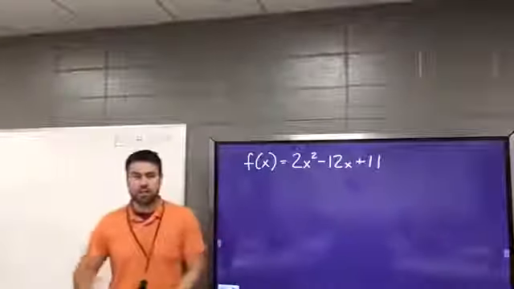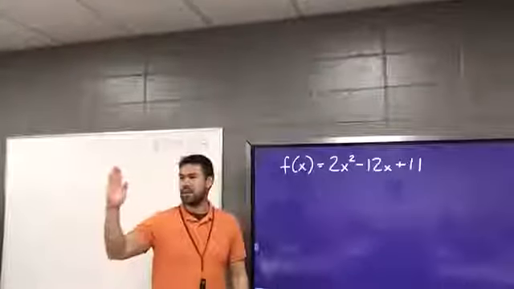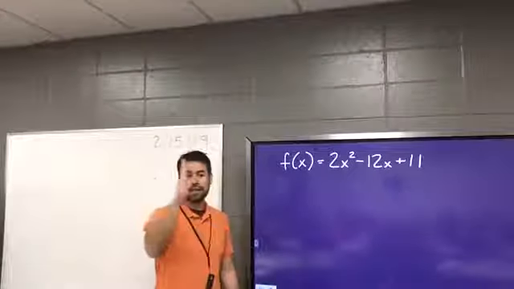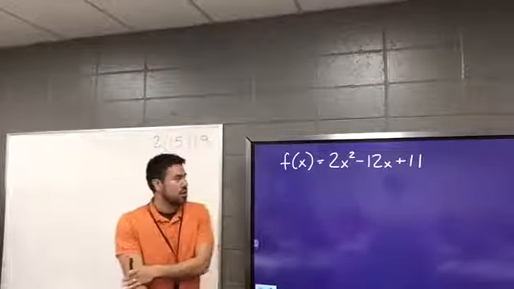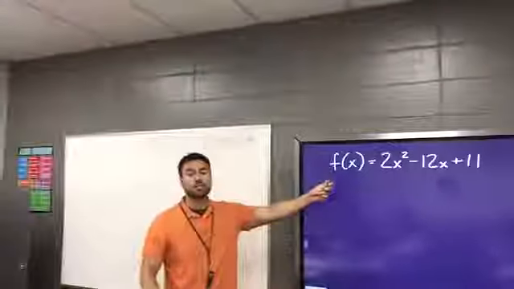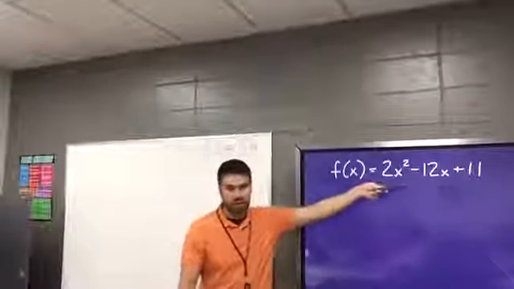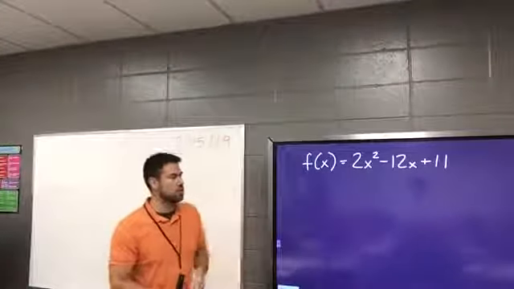Do you guys remember what a function is? Something that passes the vertical line test. So this graph passes the vertical line test. It has to, because it's a function. But you could have also put, Jack, you could have put y equals all that. So we have to use them interchangeably.